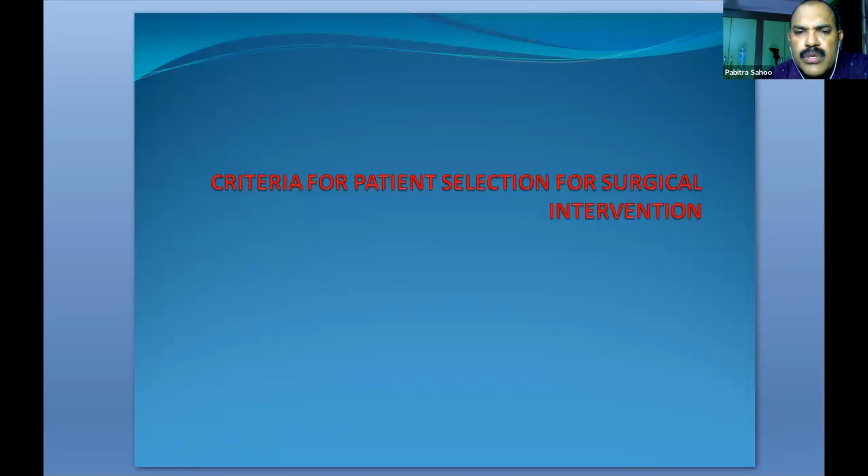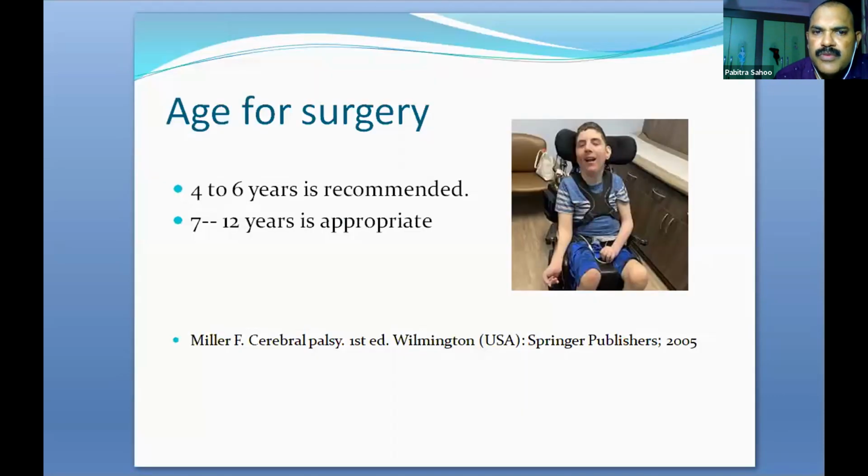Now coming to how you select a patient for surgical intervention in a child with cerebral palsy. What are the criteria for patient selection for surgical intervention in the cerebral palsy upper limb? First is the age of the surgery. What is the ideal age for taking the child for surgery? The ideal age for surgery is always controversial, and still it is a debatable situation.